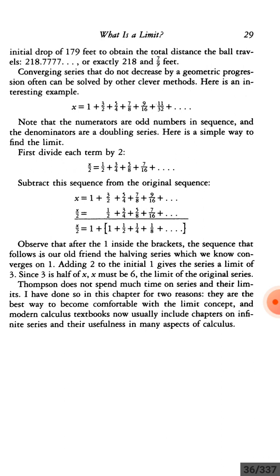Converging series that do not decrease by a geometric progression often can be solved by other clever methods. Here is an interesting example. x equals 1 plus 3/2 plus 5/4 plus 7/8 plus 9/16 plus 11/32 plus, and so on. Note that the numerators are odd numbers in sequence and the denominators are a doubling series.